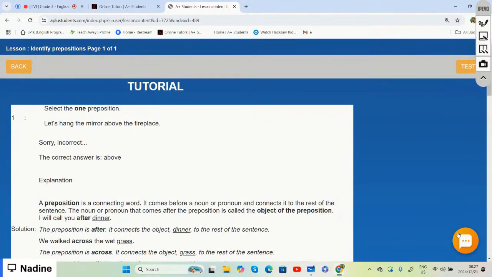All right, so we already went over what prepositions are. They are connecting words, come before a noun or pronoun, and connect it to the rest of the sentence. And that noun or pronoun that comes after the preposition, we call that the object of preposition. Prepositions can either tell us about time, place, movement, or just other, right?